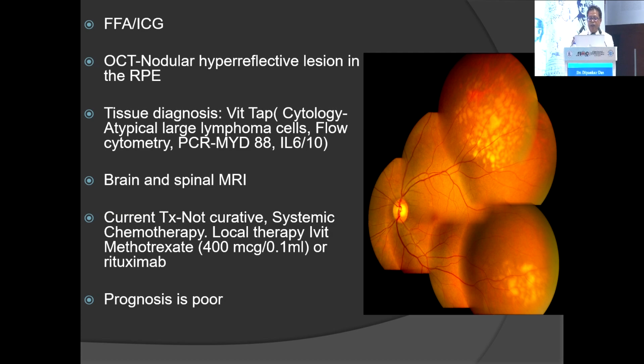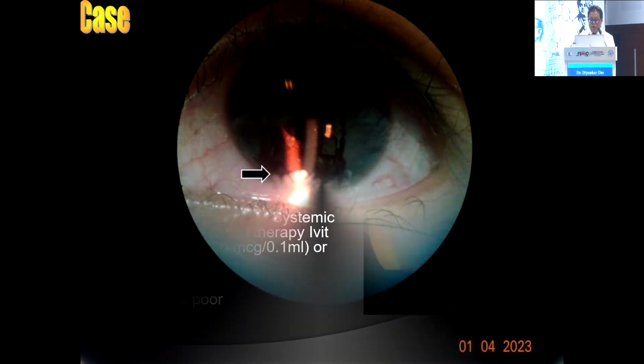Brain and spine MRI is very, very important. I remember Professor Manfred once asked at an IOSG conference, please raise your hand, how many people will do an MRI scan in a lymphoma case. Everyone raised their hand in the hall. That's so important because they coexist with CNS lymphoma. Current treatment is not curative; systemic chemotherapy is advocated. Local therapy includes intravitreal methotrexate, given as repeated injections, and rituximab. Prognosis is very, very poor.